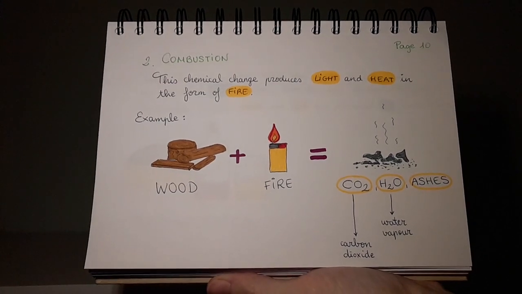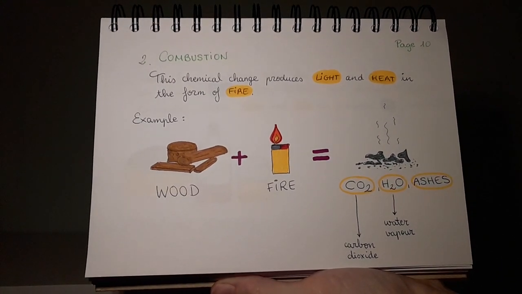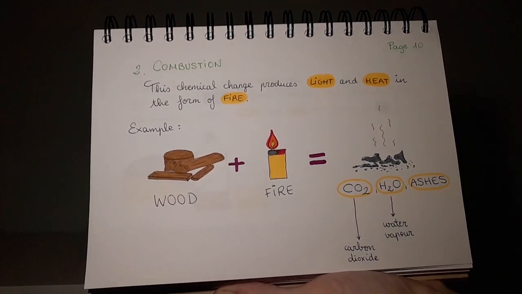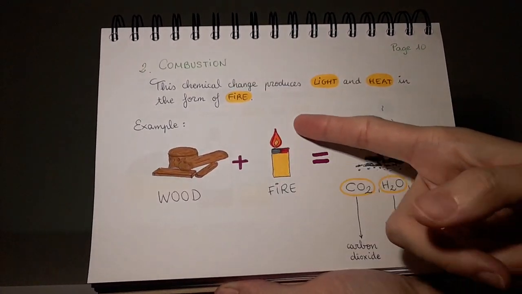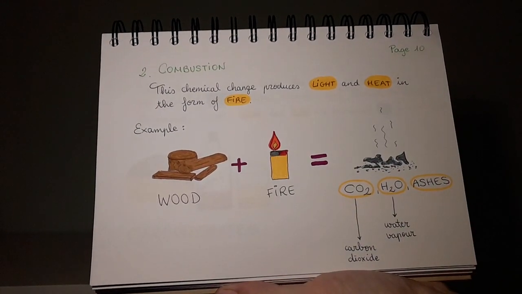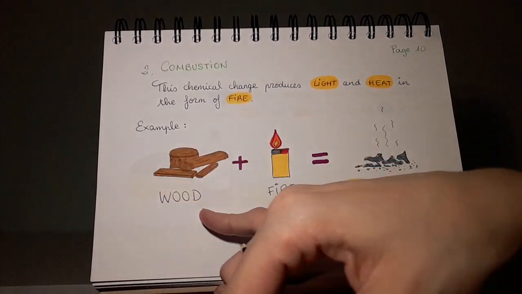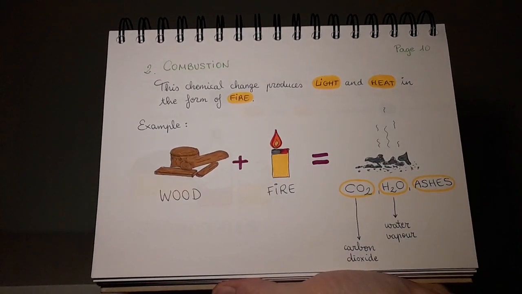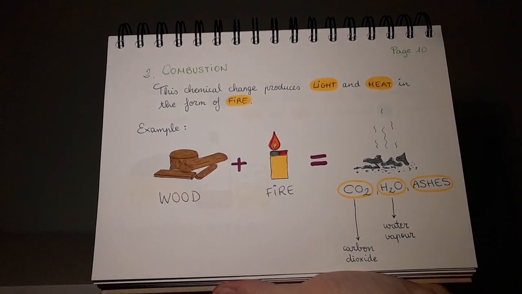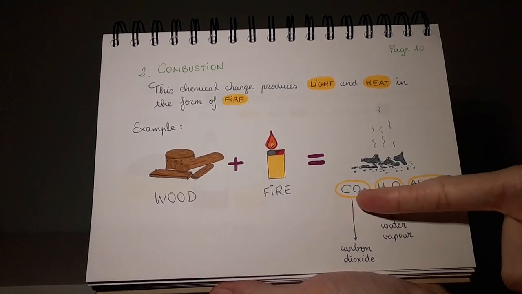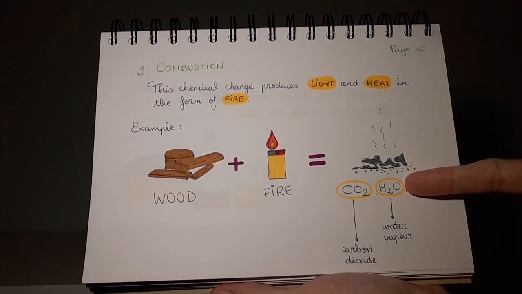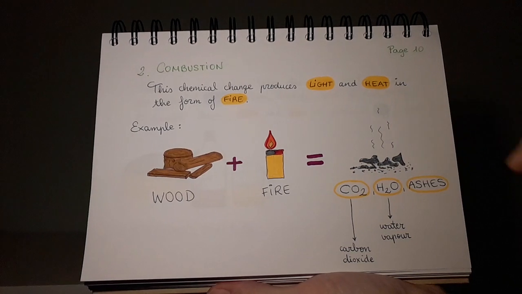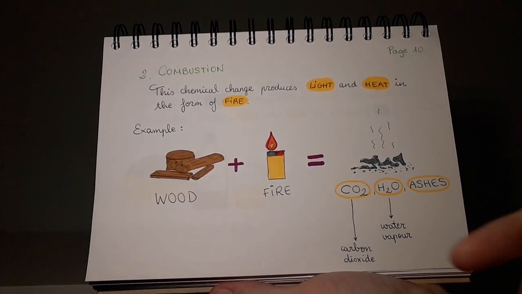Number 2 is combustion. This chemical change produces light and heat in the form of fire, okay, of fire. The example is wood, this is wood, that we combine with fire, okay. So then we have carbon dioxide, water vapor, and ashes. So this is the result of combustion in this example.